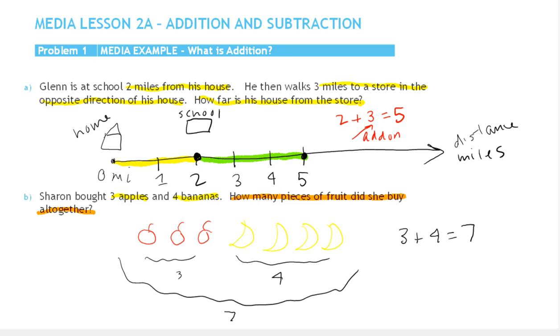So notice in this situation we had different amounts that we were combining the two into one group. So this is a combined amount. So in both cases of addition, they were combined amounts. Here we started with one value and added on another. Here we started with 2 values and combined them into one set. And those are the 2 ideas of addition we're going to use in this section.